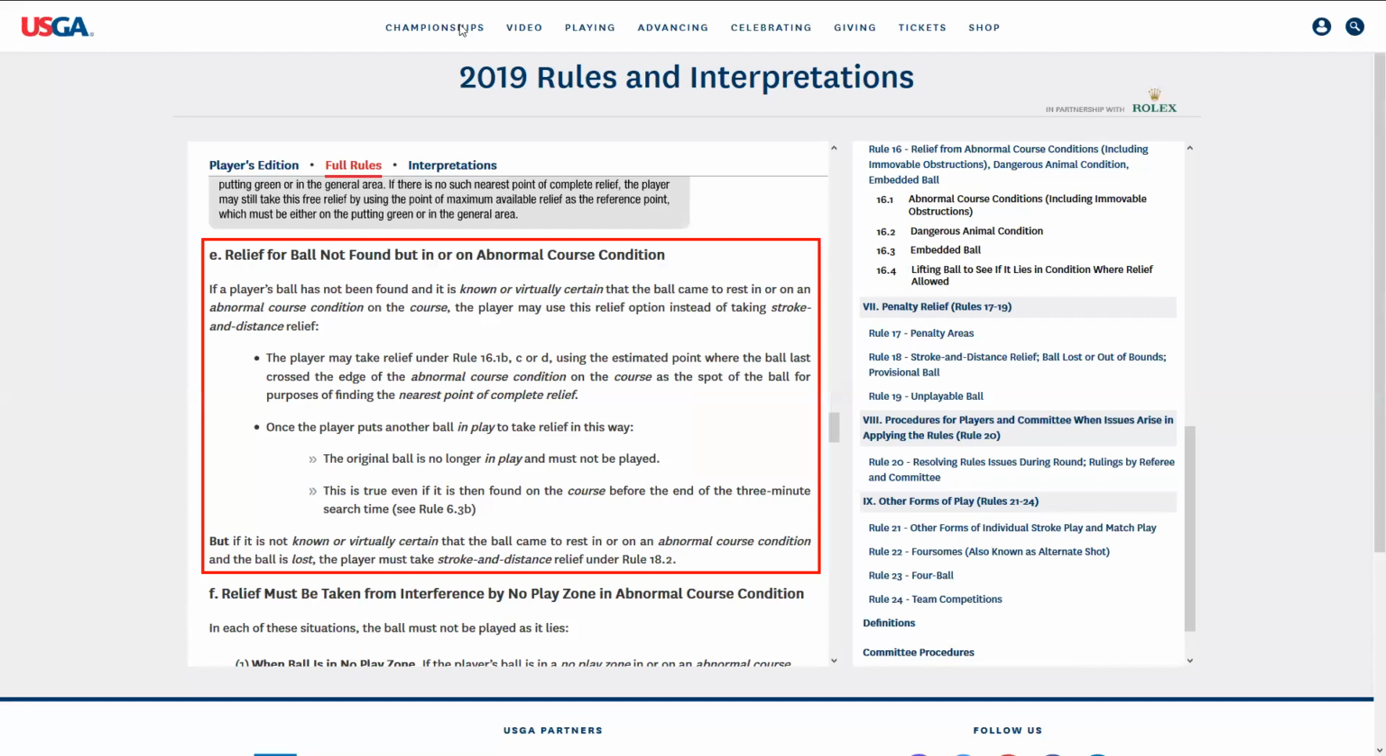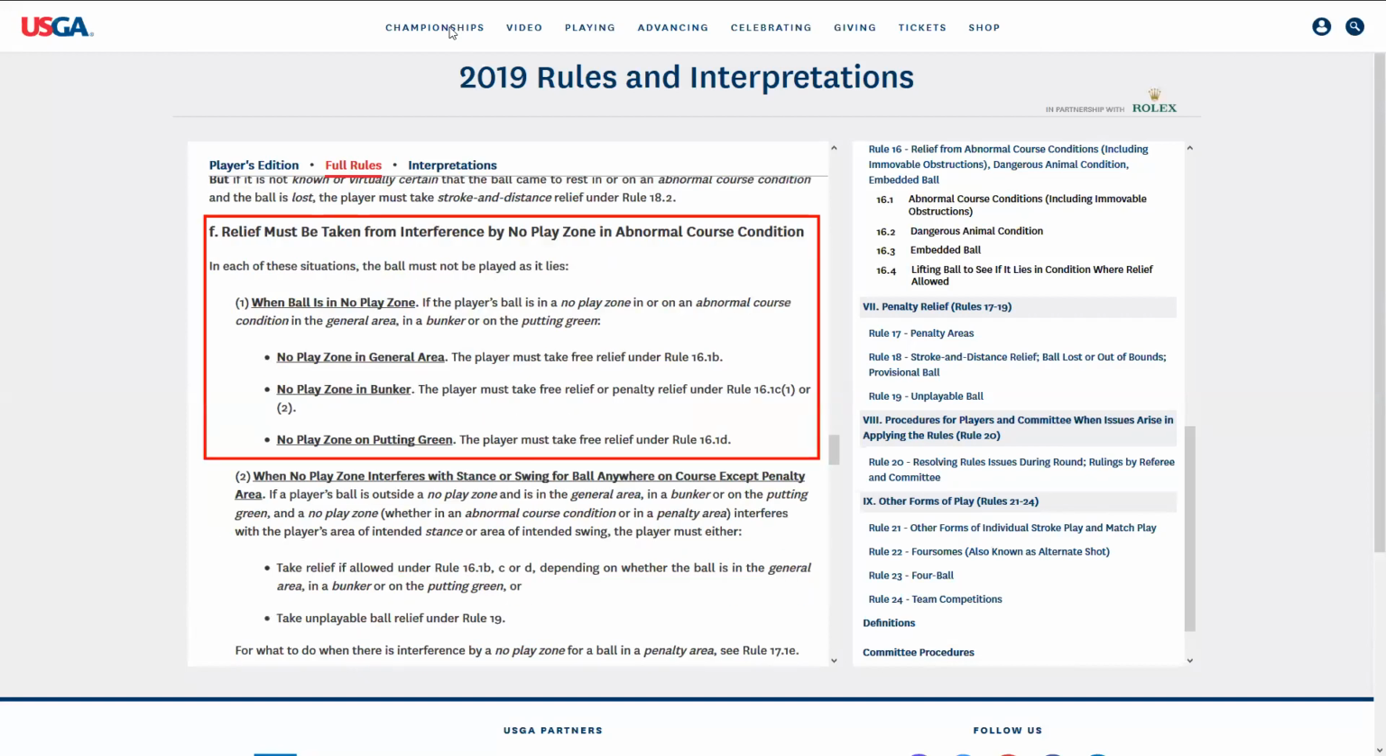All right, 16.1F. Relief must be taken from interference by a no-play zone in an abnormal course condition. So this is our first introduction to a no-play zone. Notice the term interference from a no-play zone. You can have interference because the ball lies there, but you can also have interference if it interferes with your stance or swing.